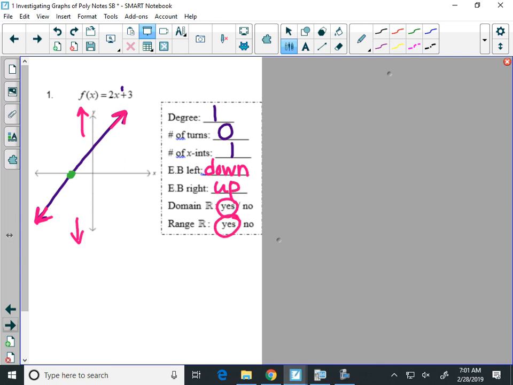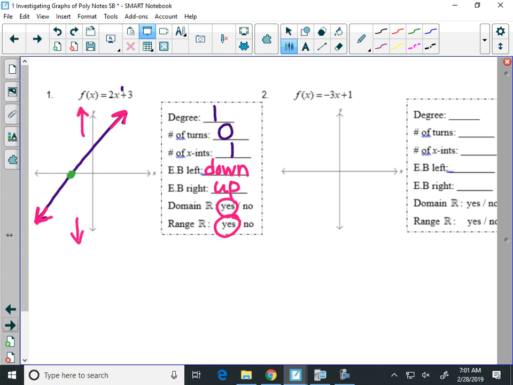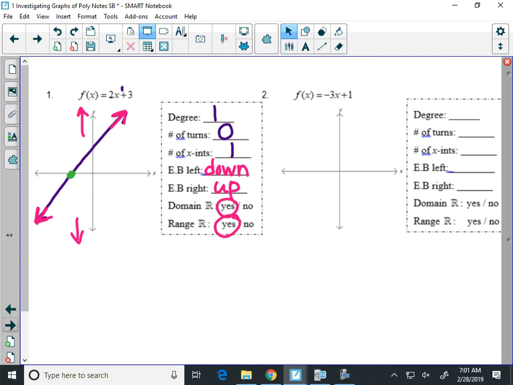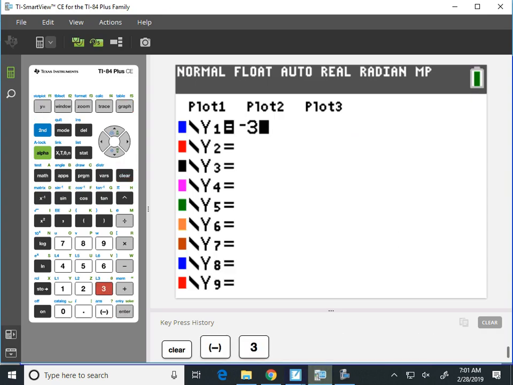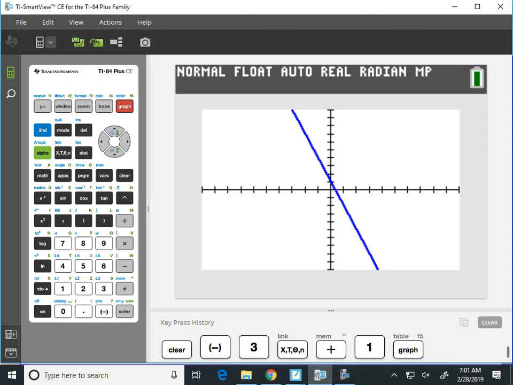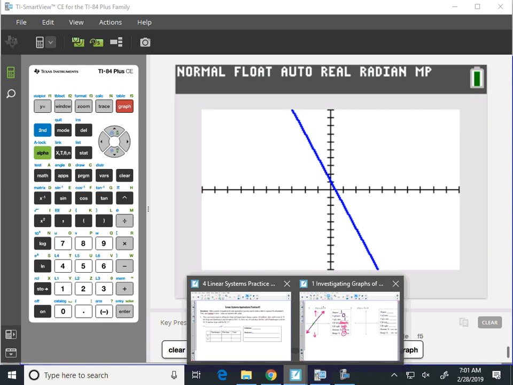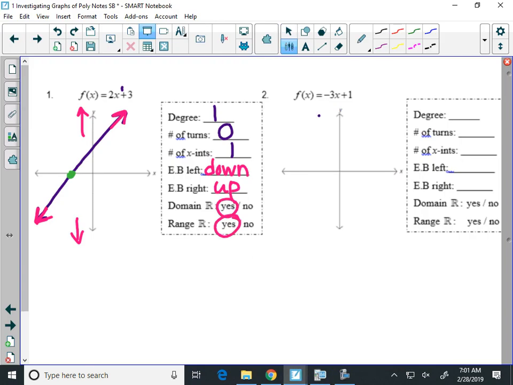Okay. Now you can try the second one on your own, but I'm going to go through the picture with you as well. So I have negative 3x plus 1. So I'll change my equation here and graph it. See, this time I have a line with a negative slope and positive y-intercept. So I'm going to sketch this graph. It'll look something like this on your paper.